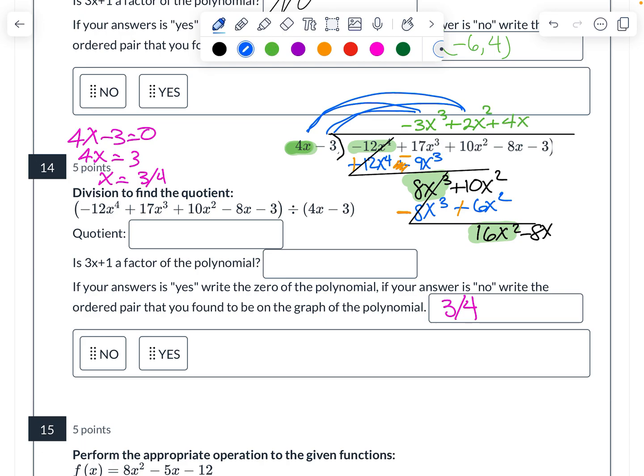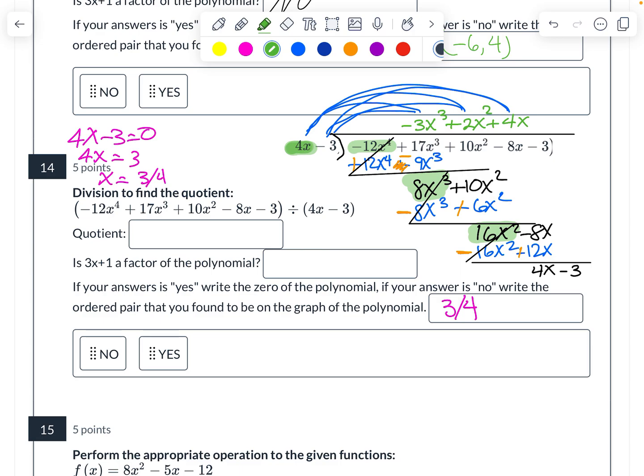I am then going to distribute. I'm going to take 4x times 4x and 4x times negative 3. And 4x times 4x is 16x squared. And 4x times negative 3 is negative 12x. I'm then going to put my equals bar. I'm then going to remind myself that I'm supposed to subtract. I don't subtract well, so I'm going to add the opposite. These two cancel. And negative 8 plus 12 is 4x. And bring down the next term, which is negative 3.